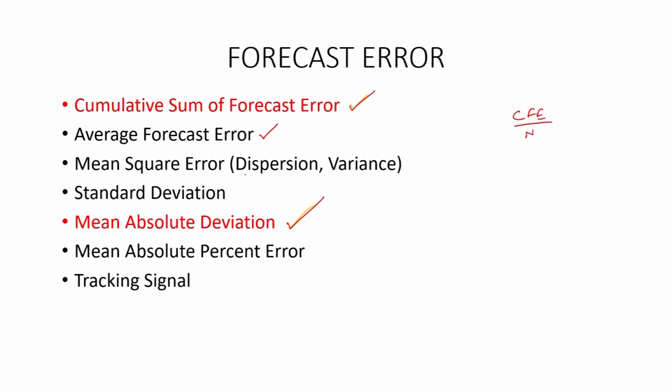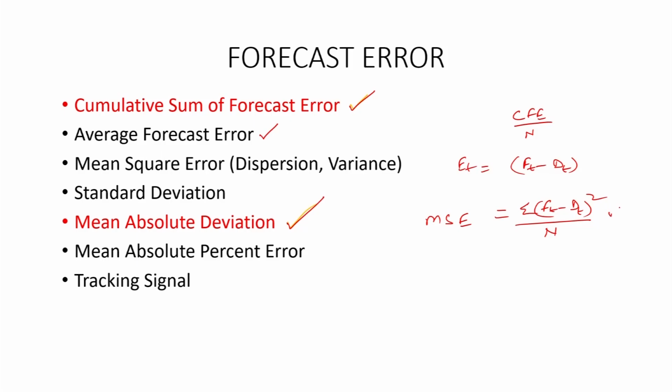I can have mean square error also, like here we have taken f t minus d t. I have taken error equal to this, and then I have calculated the cumulative forecast error and mean absolute deviation, and I can take mean square error also, that means f t minus d t whole square, summation, and divided by n. So, that is nothing but mean square error.